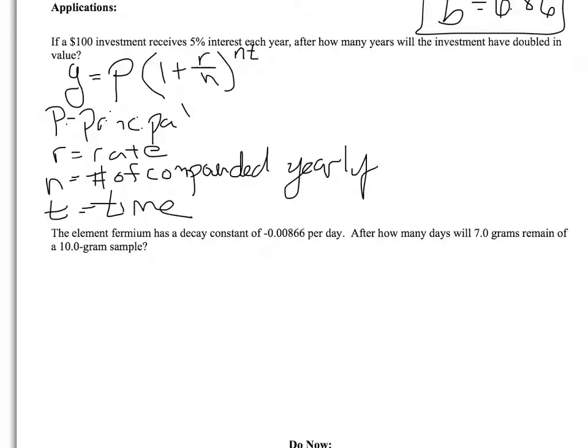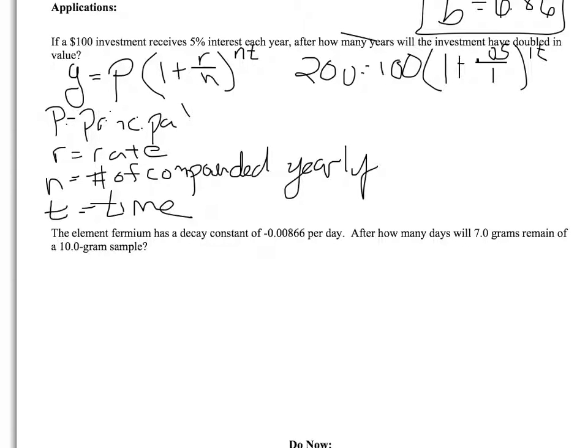Okay, so they're investing $100, that's the principal. We want it to double, so the y, that's the ending amount, is going to be 200 equals 100 for the principal times 1 plus my rate, 5% as a decimal, it's 0.05, and it's compounded annually, so that means once a year, so over 1 to the 1t power. We're looking for how much time, so 1t.